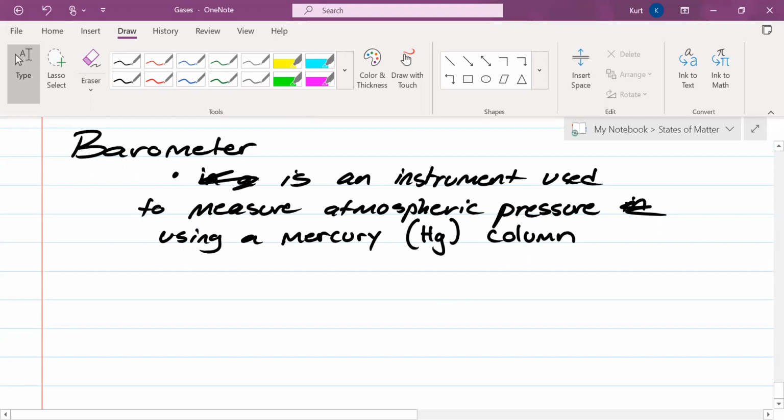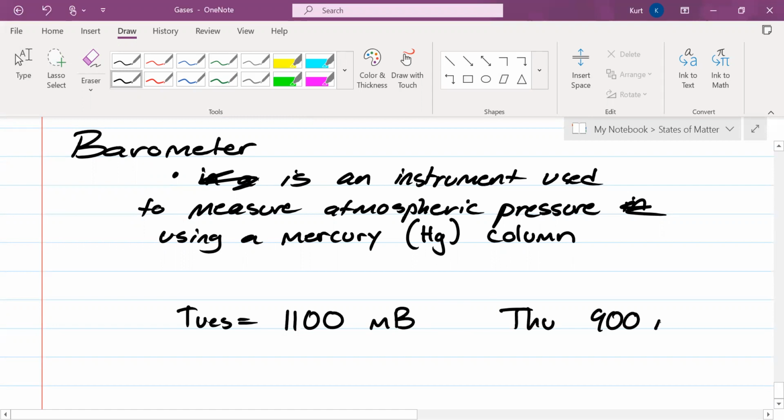Good weather is high pressure. Bad weather is low pressure. And so if you were to watch a hurricane update and they said on Tuesday, you don't need to write this down, on Tuesday, the hurricane had 1,100 millibars. And then on Thursday, it was down to 900 millibars. That means the hurricane is getting stronger. That's not a good sign. We want that air pressure to increase, because when it increases, it's getting to be more favorable weather, which is nice.